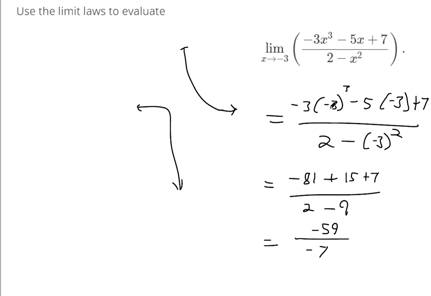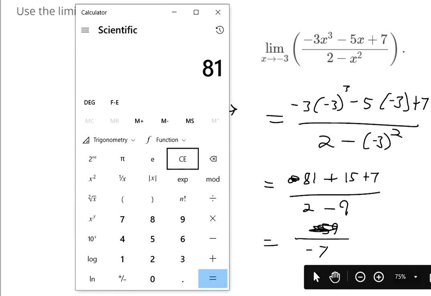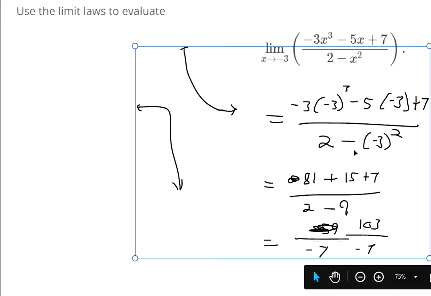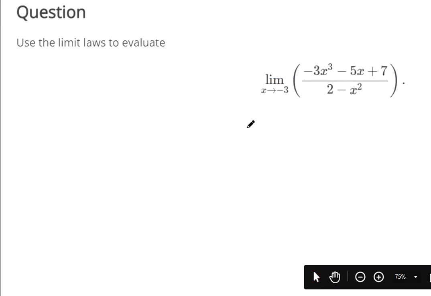Yeah, I was going too quick there. -3 to the third power is -27. -27 times -3 makes a +81. So this should be 103. 103 over -7. And the reason why you can do that is because of the properties of limits.